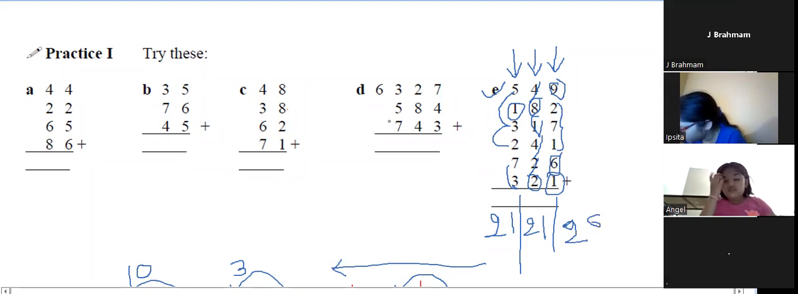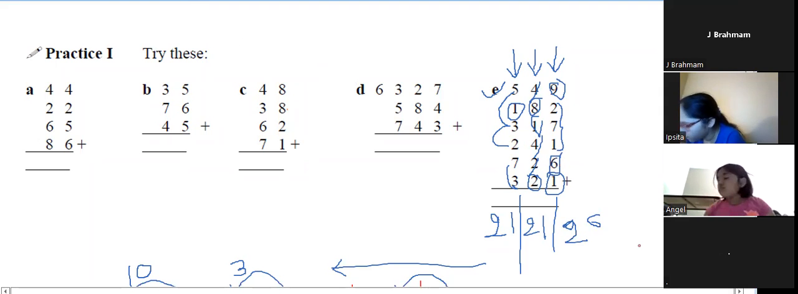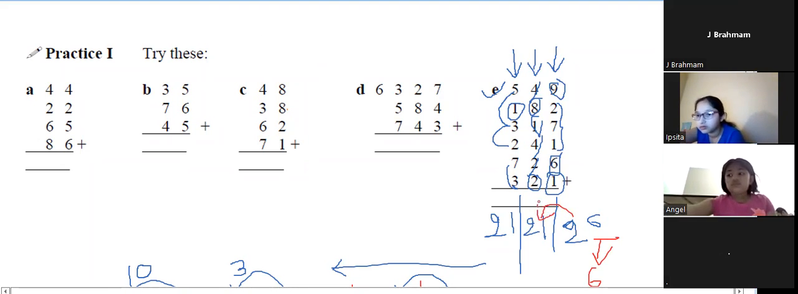Okay. Now we can apply balancing. Tell me the result. Drop 6. Drop 6 and carry the 2 to 21, which makes 23.